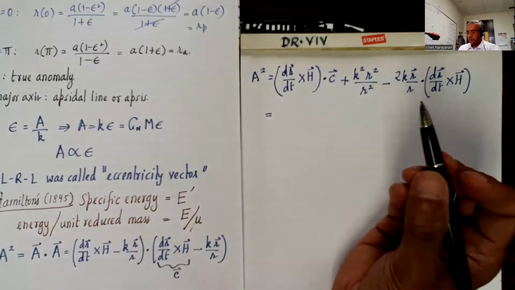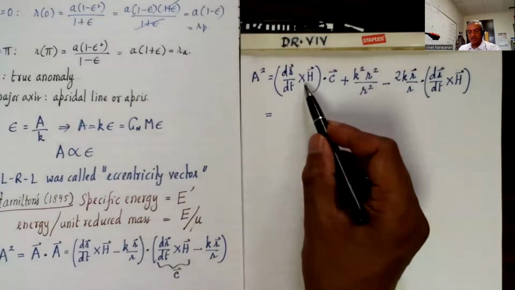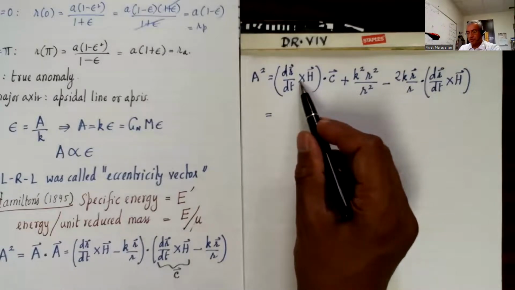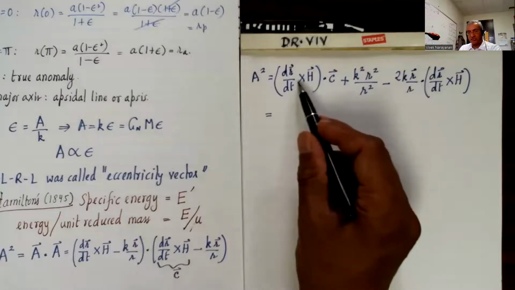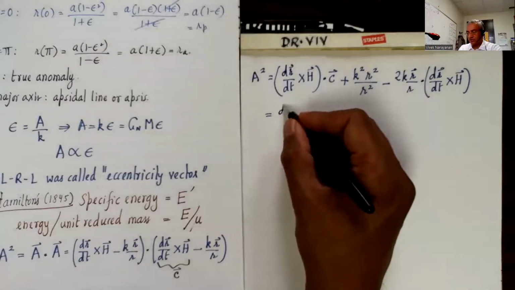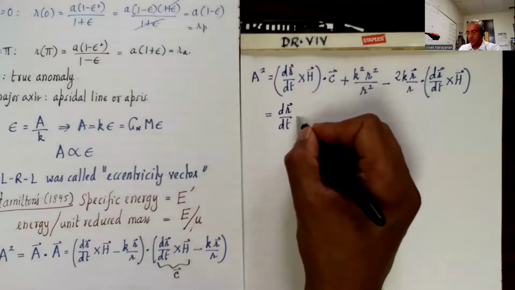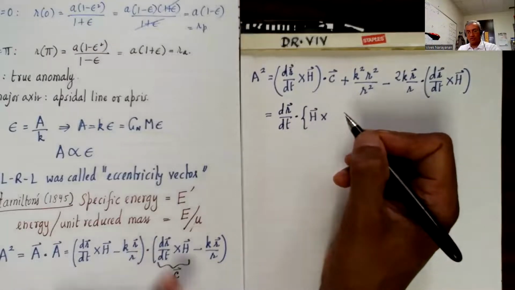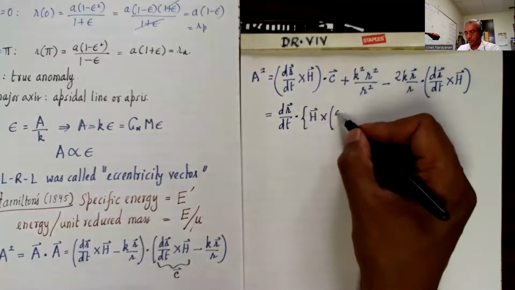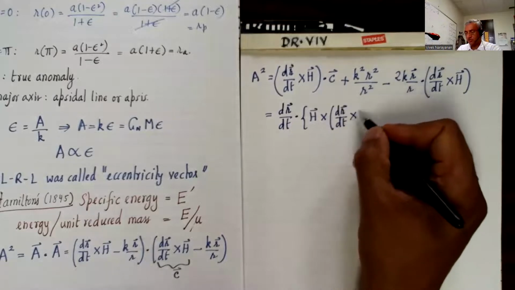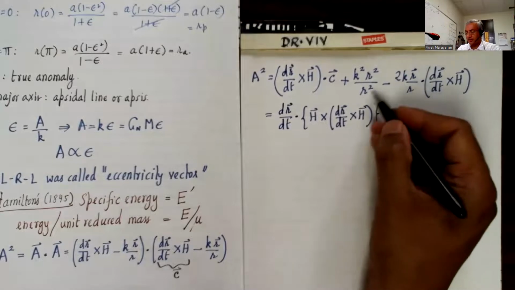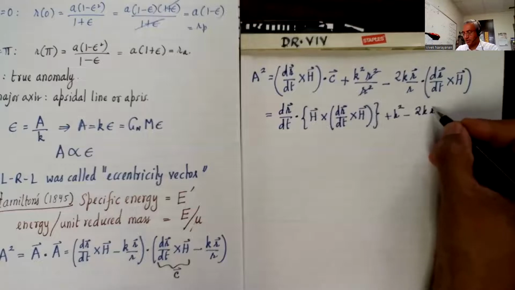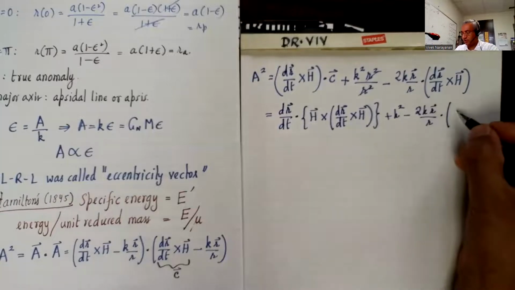Now I can use the associativity of the triple scalar product. So I can interchange the cross and the dots. That's what it really means. So I have dr by dt dot (H cross C). But remember, C was all of this. So now I'll put back what C is. So that's dr by dt cross H. And then here I just have plus K squared minus the same thing. I'll not mess with this for some time.